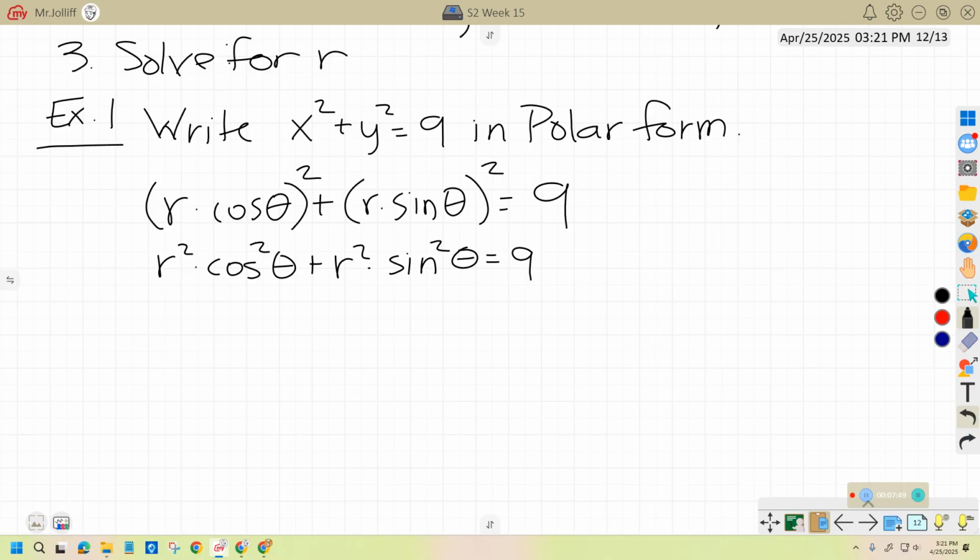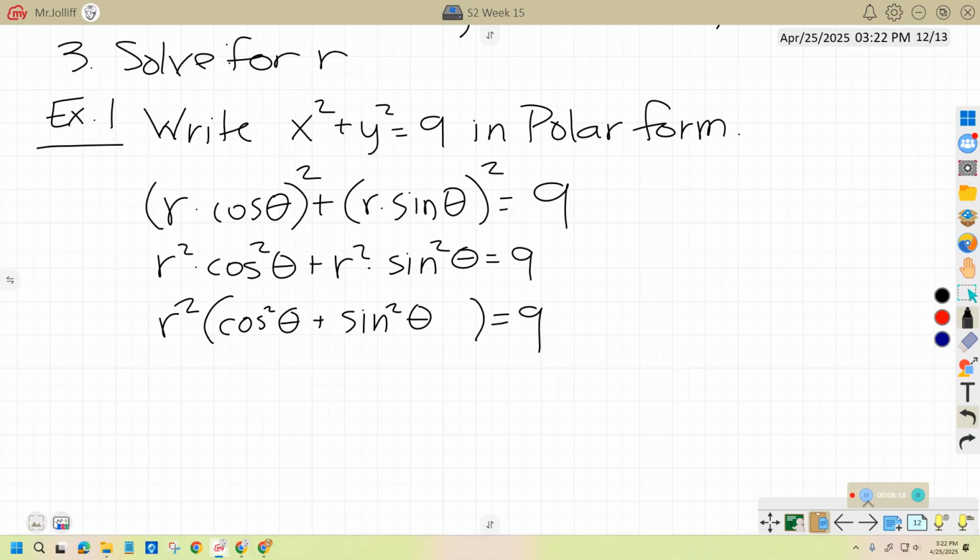Yeah, you've got squares in there. Pull out that r squared they have in common. If I take the r squared off the first term, I'm left with just a cos squared. If I take the r squared off the second term, I'm left with the sine squared. So r squared times (cos squared plus sine squared) equals 9.